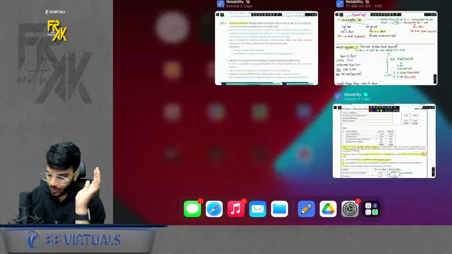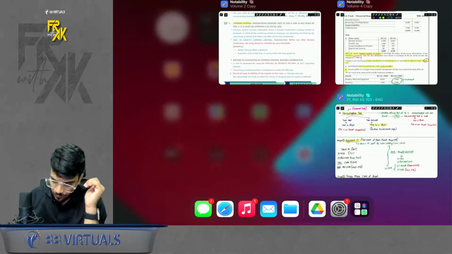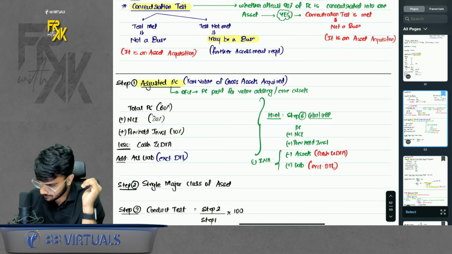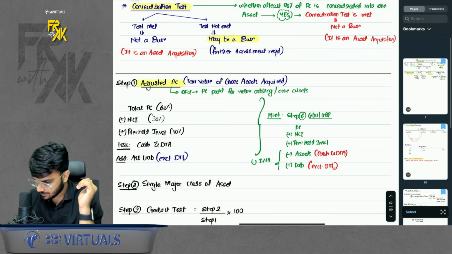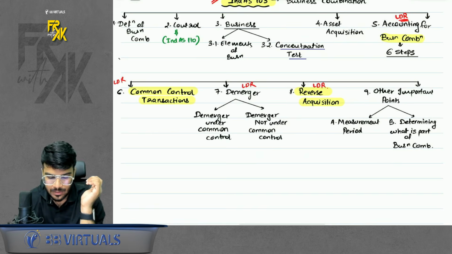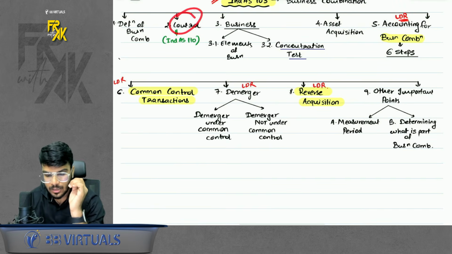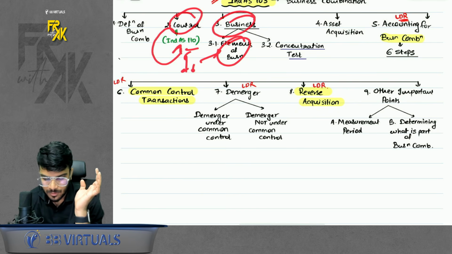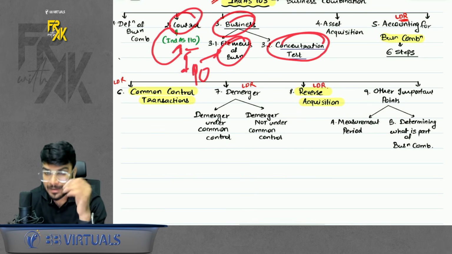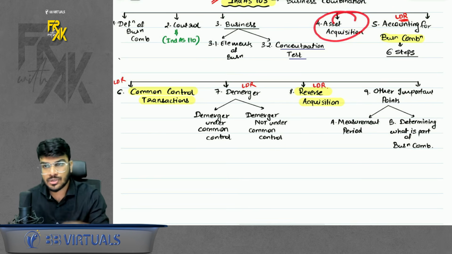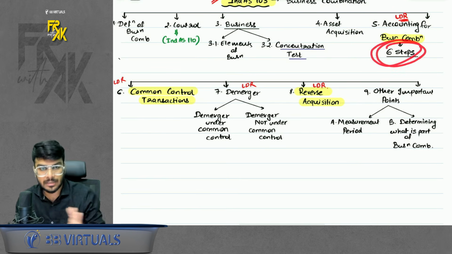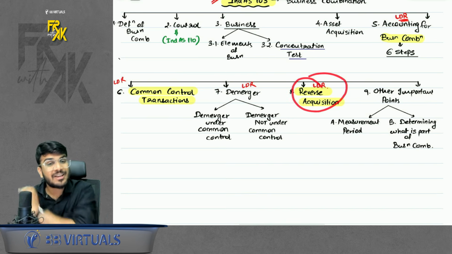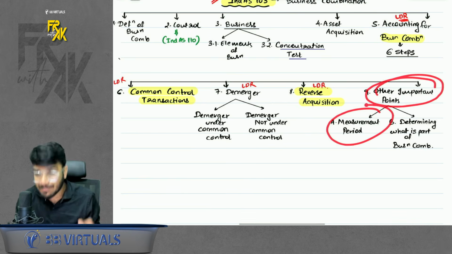Then after doing this discussion, I'll show you a chart. If you see here, what all things are done. Definition of business is done. Control detailed discussion comes in 110. Elements of business, remember, input, process, output, was done. This test is pending to be revised. I will revise it. Asset acquisition we discussed. 6 types of business combination is done. Common control transaction is done. Demerger is done. Reverse acquisition is done. Other important points, measurement period is done.